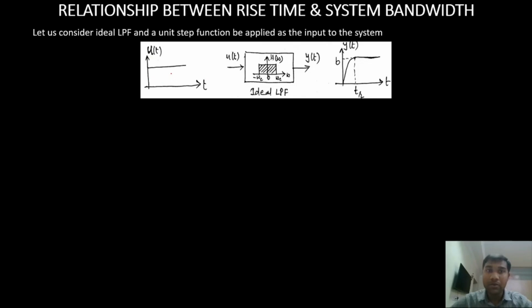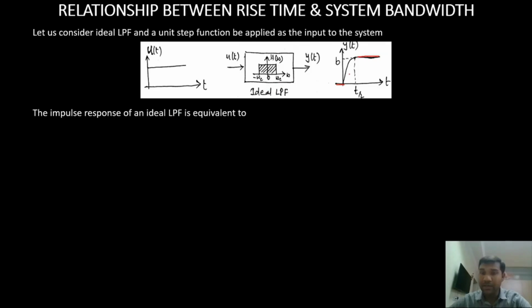If I apply a unit step function to a low pass filter, how will my output look? That we will find out, and then from there we will calculate the time taken for my output to reach its final value from its initial value. So first, let me calculate the impulse response of the ideal low pass filter.